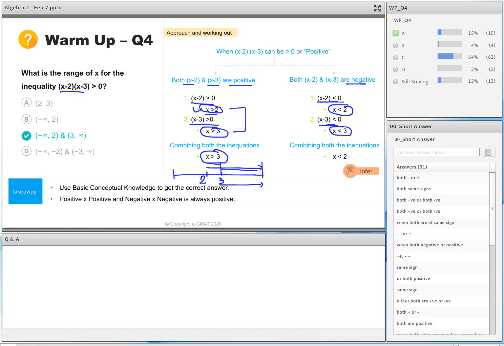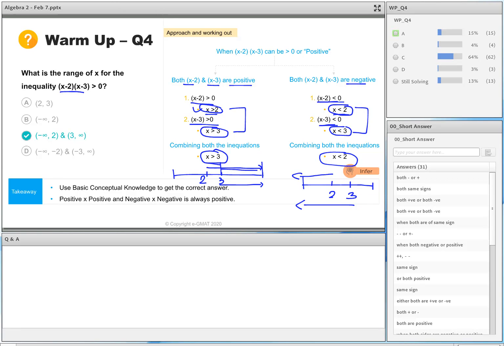From both these inequalities, what do I get is x again less than 2. The same process, I draw a number line, I have two numbers, x is less than 2. So somewhere here I have 3, somewhere here I have 2. From the first inequality, I can say that x is to the left of 2, and from the second inequality I can say that x is to the left of 3.